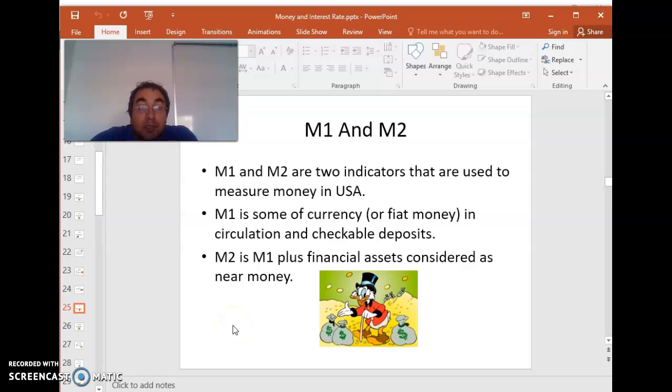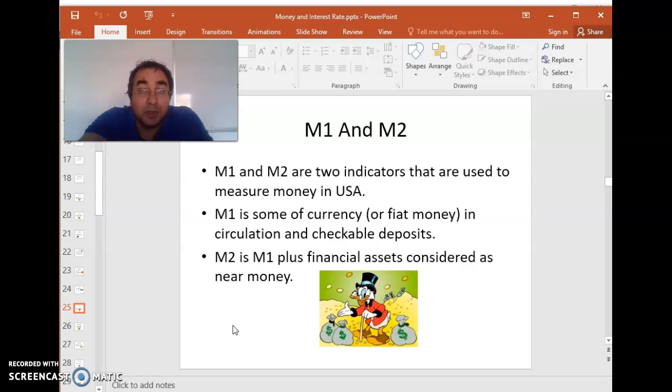Hi, welcome to the fifth part of the money and interest rate lecture. Basically, in this part, we will start to look at the data on money and how that data is actually calculated, and the way money supply can be defined in the economic system and the details of this money supply concept.